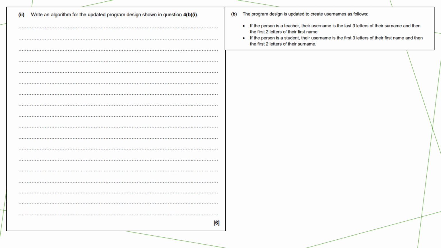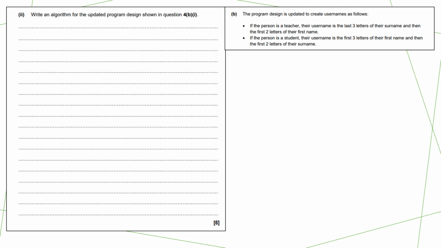This is worth 6 marks, so it's really worth the time to think about what you actually want to do. So what is it that you want to get as inputs from the user? Once you've got that information, what decision do you need to make? And then what is going to get processed and what's going to get output at the end? So it's important that you take your time on this.